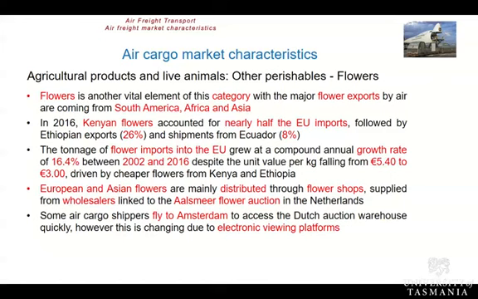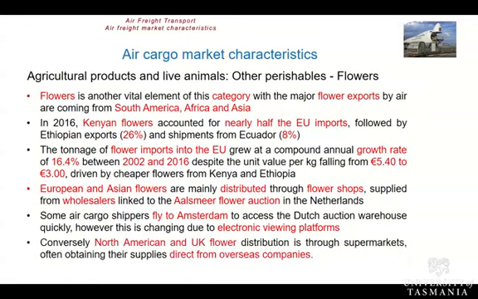However, and I suppose it's inevitable, this is changing to some degree due to the access to electronic viewing platforms. Conversely, if we look at the North America and UK flower market, what we see is that most of the distribution there is through supermarkets, and they typically access their supplies directly from overseas companies.